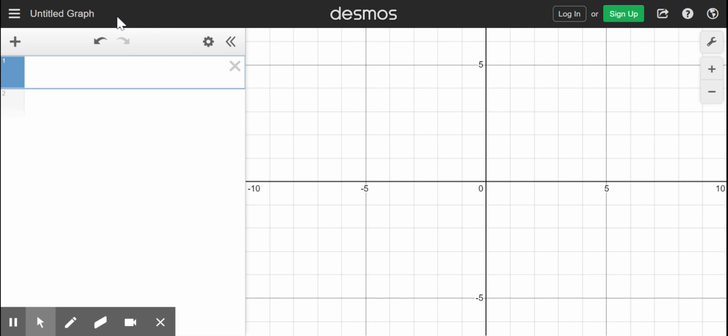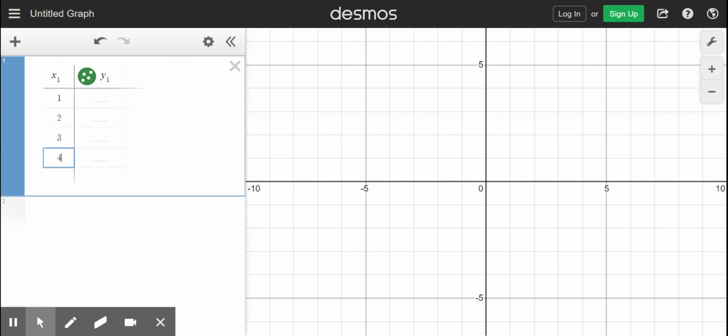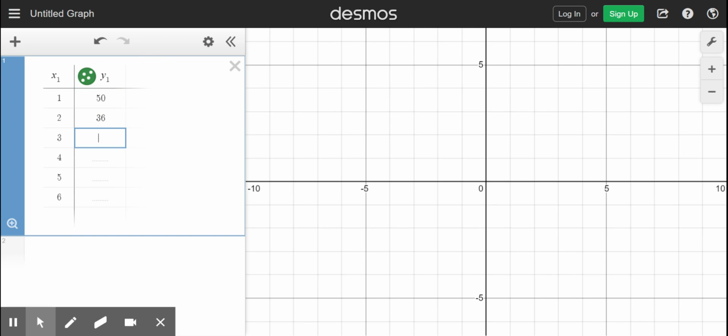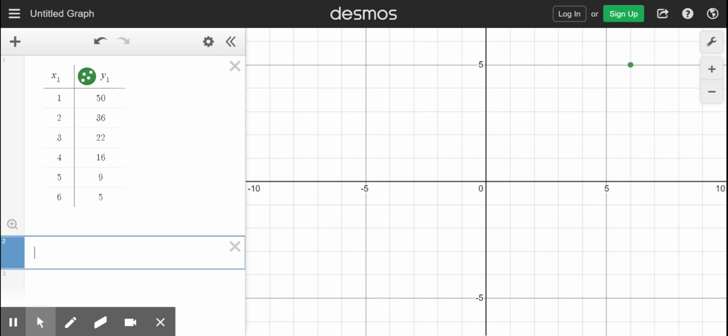So here I am at desmos.com. I'm on the graphing screen. So what I'm going to do is go up here to the plus sign, and I want a table. So I'm going to type in 1, 2, 3, 4, 5, 6. Now I'm going to type in the heights: 50, 36, 22, 16, 9, and 5. So this was the table that was in the example. But now we need to make a quadratic regression.